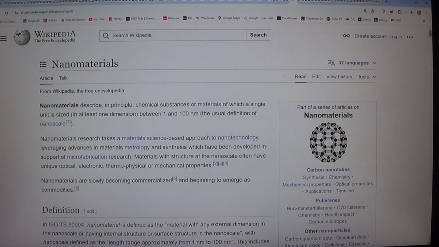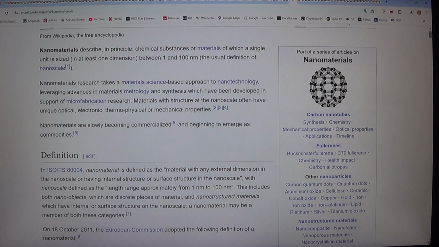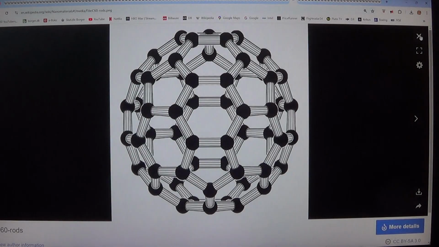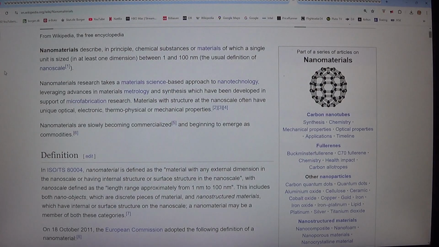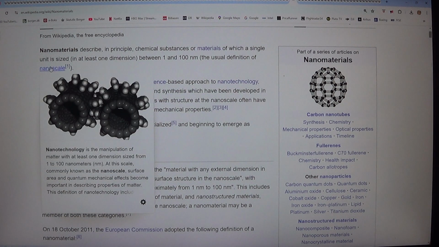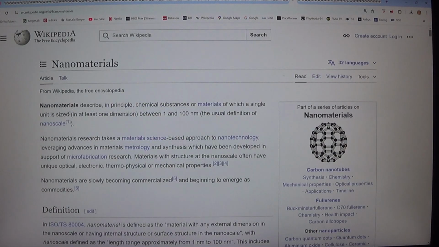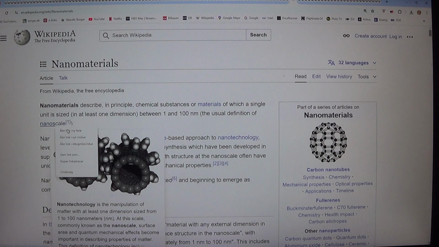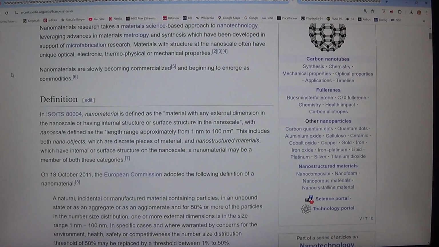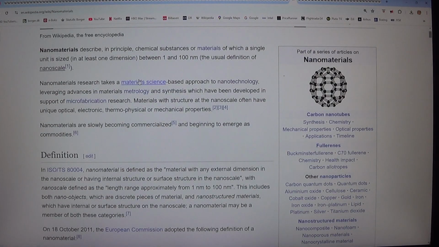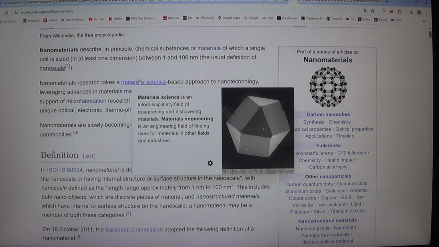Nanomaterials. Nanomaterials describe, in principle, chemical substances or materials of which a single unit is sized, in at least one dimension, between 1 and 100 nm, the usual definition of nanoscale. Nanomaterials research takes a materials science-based approach to nanotechnology, leveraging advances in materials metrology and synthesis which have been developed in support of microfabrication research.